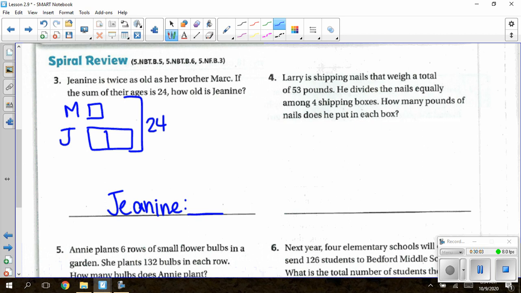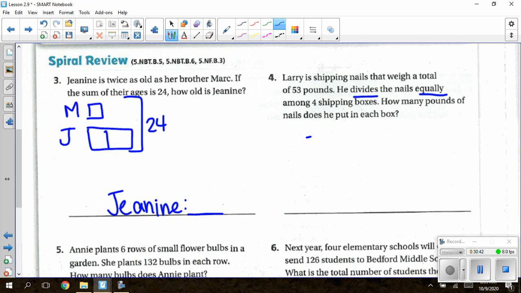For question number 4, Larry is shipping nails that weigh a total of 53 pounds. He divides the nails equally among 4 shipping boxes. How many pounds of nails does he put in each box? So this is from lesson 2.7, interpreting the remainder. So we do have to figure out how we will interpret the remainder. And our hint to tell us what to do is divides equally. That means there will be no nails left over between any of the boxes. All nails have to be divided in all of the boxes.